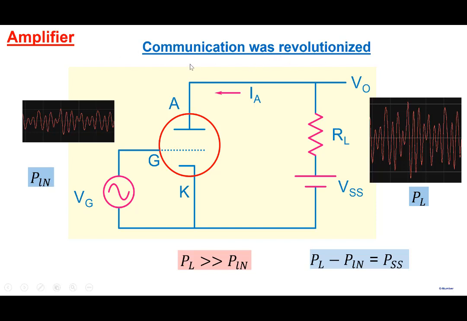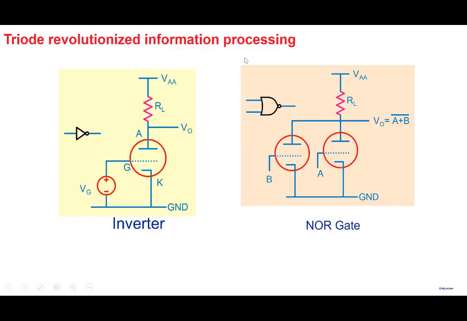And along with that, for example, the radios were enabled by Triode. Radio requires amplification, requires oscillators and other things. So radio or wireless communication became possible because of the invention of the Triode. So communication was revolutionized. The other thing was that Triode revolutionized processing of information.